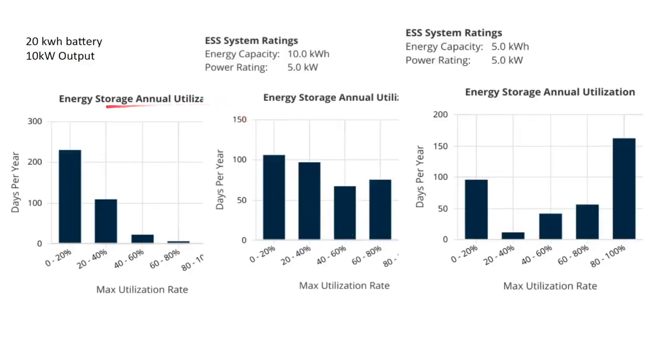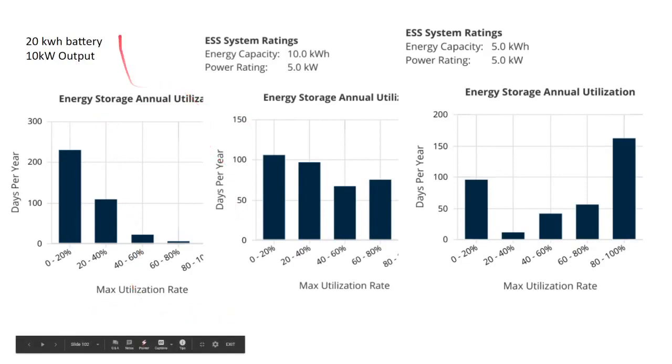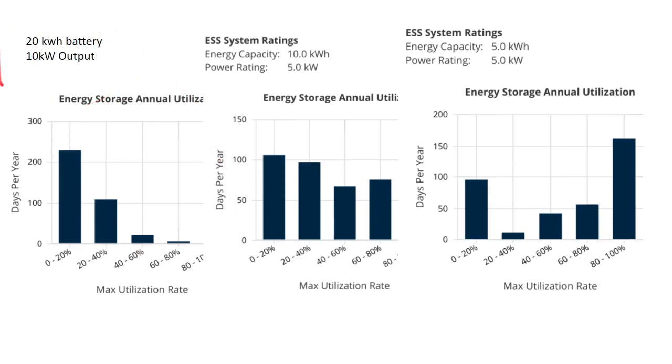there's a chart that gets into the utilization rate of the battery. And what I have found is that the less cost effective the battery is, the more it has a shallow utilization and not a full utilization. And the utilization rate is how much of the battery is used when it's being used.